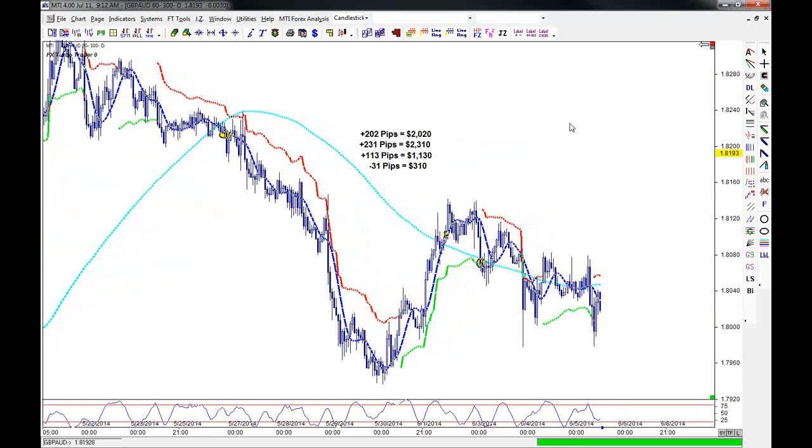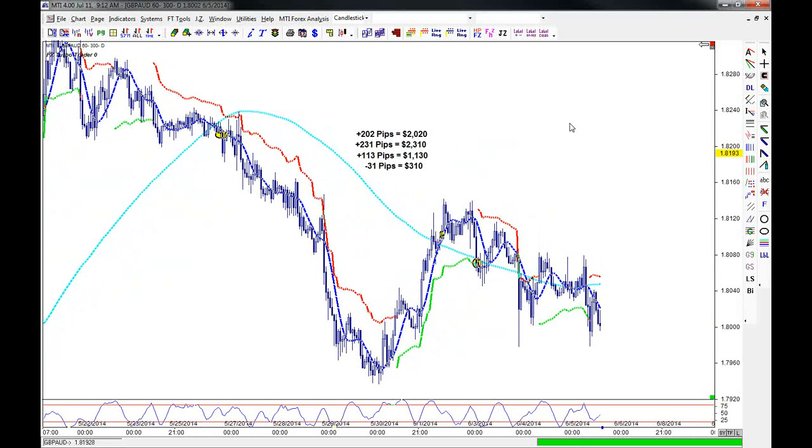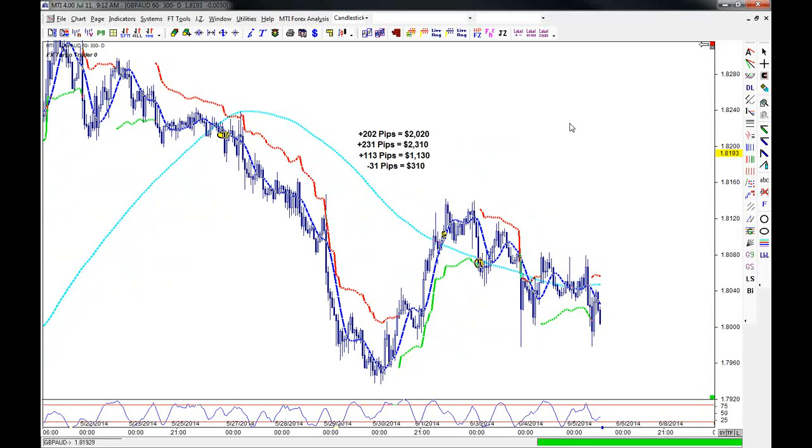And there it is. I now have 1, 2, 3, 4, 5 candlesticks, 6 candlesticks, 7 candlesticks below the blue line. I have a red indicator. And now what I'm going to do is sell. Does that make sense?